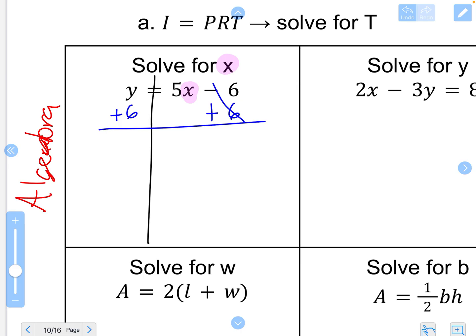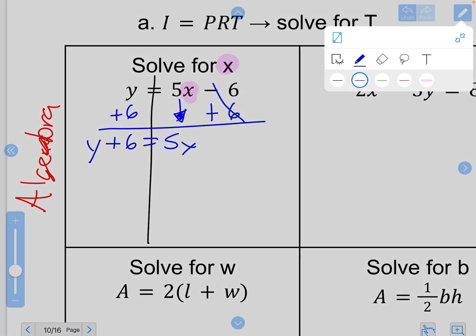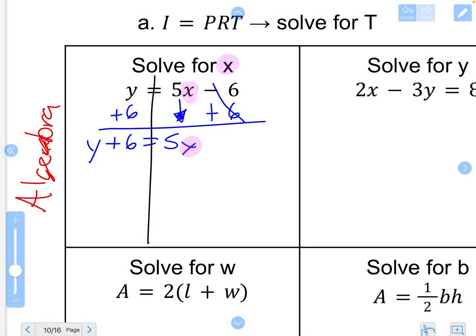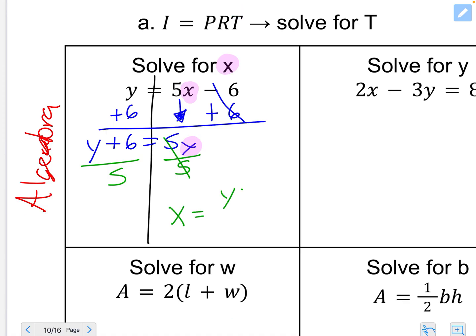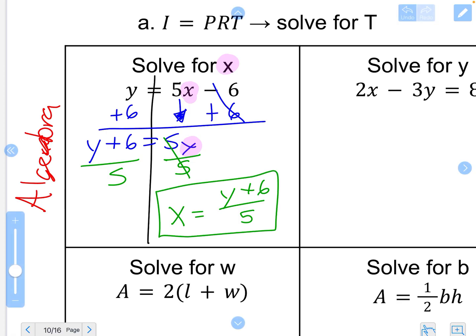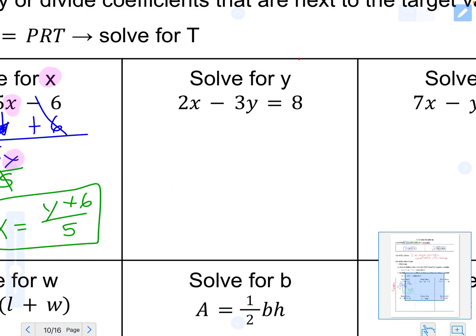That part's easy. What we struggle with is this next part: our 6 does not have a y. Our 6 is a constant, our y is a variable, so we cannot combine those two. So what we have to do is put y plus 6. And then we can bring down the 5x. I'm going to highlight the x one more time because I need the x to be by itself. Anytime I have a number next to a letter, I'm going to divide. So my 5's cancel, and my final answer is going to be x equals y plus 6 divided by 5. Later in the year, we're going to simplify that even further, but for right now, that's as far as I want us to go.